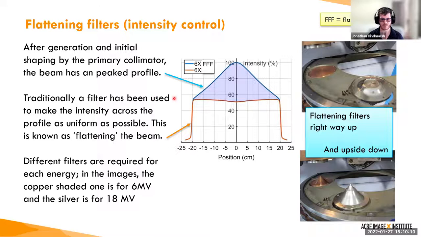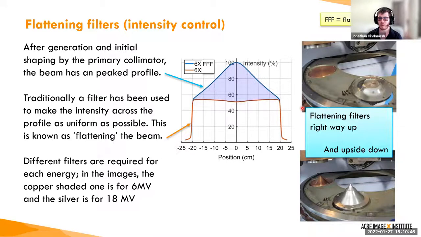So if you think, this is a profile across the beam. It's centered, so the intensity is strongest in the middle and it dips off. The purpose of these flattening filters is to remove that central intensity and keep it uniform, or as uniform as possible, across the field. It's unique for each energy. So this is a 6 MV and an 18 MV. And if you had a 10 MV, you'd have a different one again.